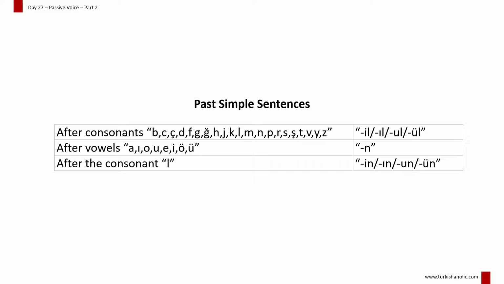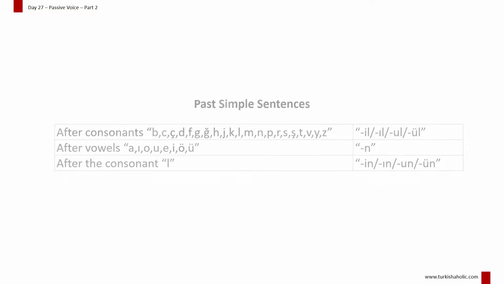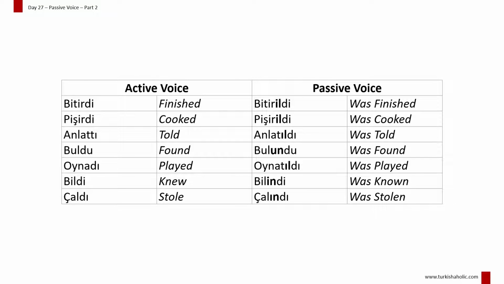Just like with other tenses, we add the passive voice suffix to the ending of the verb root followed by the past simple suffix. Be sure to follow the below chart and vowel harmony when adding the passive voice suffix. Let's first see how passive voice words are made in the past simple tense.